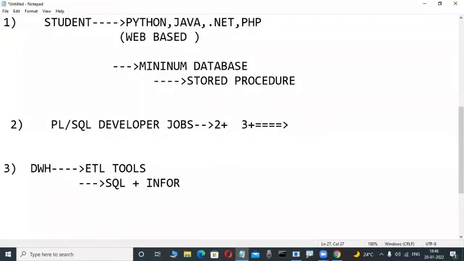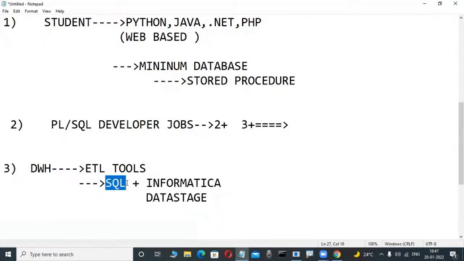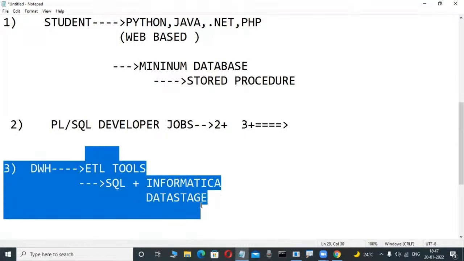Informatica is a very popular ETL tool. DataStage is another popular tool, and Talend is also there. These ETL tools have a graphical user interface. They are learning, and minimum knowledge of SQL is required. That's why they are learning these courses, for job purposes also.